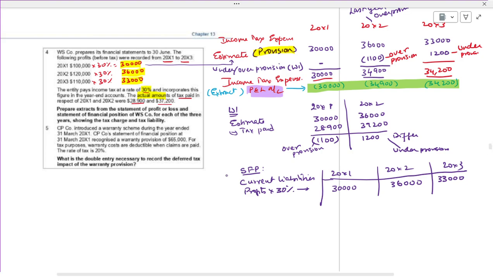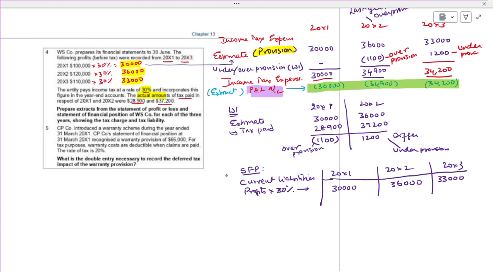Now, what happens? Provision is 36,000. We have made a provision of 36,000. How much is the over provision? Over provision is 1,100.